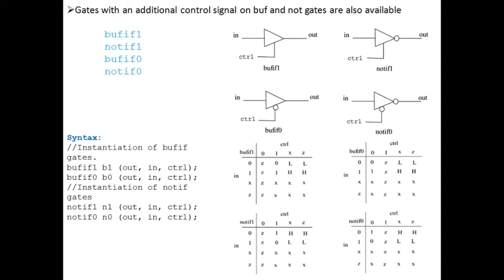So here what happens is, sometimes an additional control signal can also be present on my buffer or NOT gate logics. At that time, how do we write or instantiate it if I have one more control signal on the buffer and NOT gates? This extra control signal is also treated as an input signal here. So these gates propagate only if their control signal is asserted.